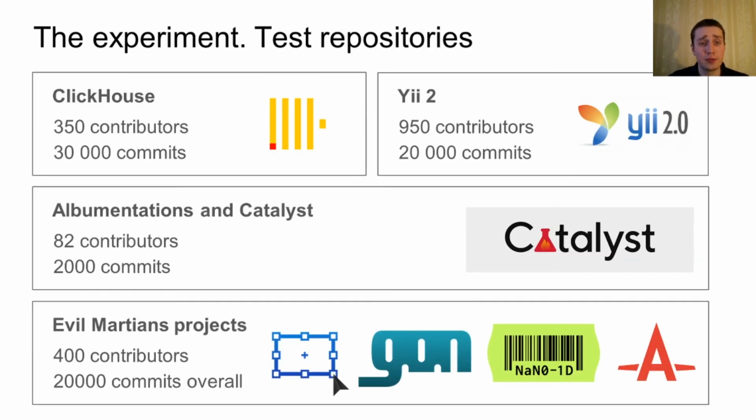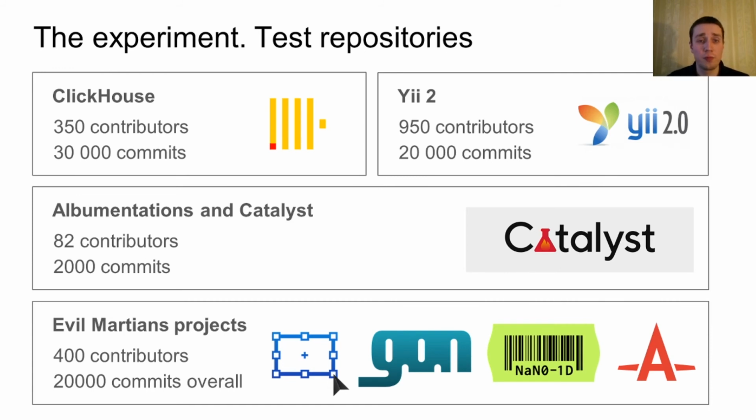This slide describes the repositories we chose for our experiment. Repository number 1 is ClickHouse, a column-oriented database made by Yandex itself. The dataset contains more than 300 contributors who made more than 30,000 commits. Repository number 2 represents Yii2, the popular PHP framework for web application development. In this case, we have about 1,000 contributors who made more than 20,000 commits to the repository.